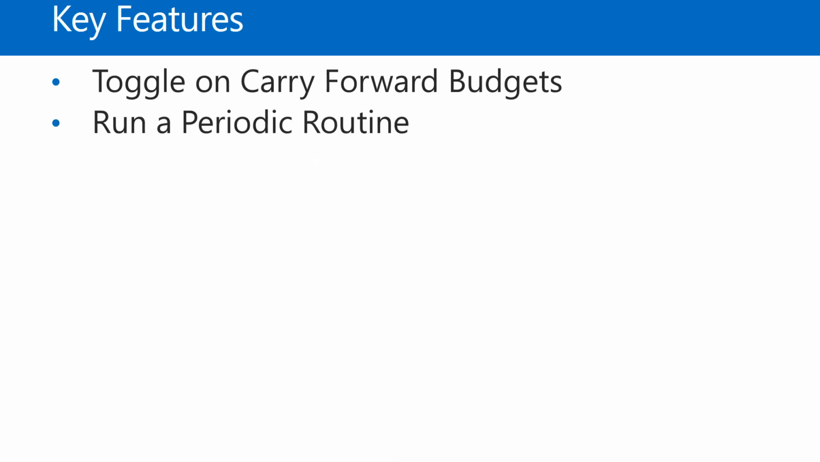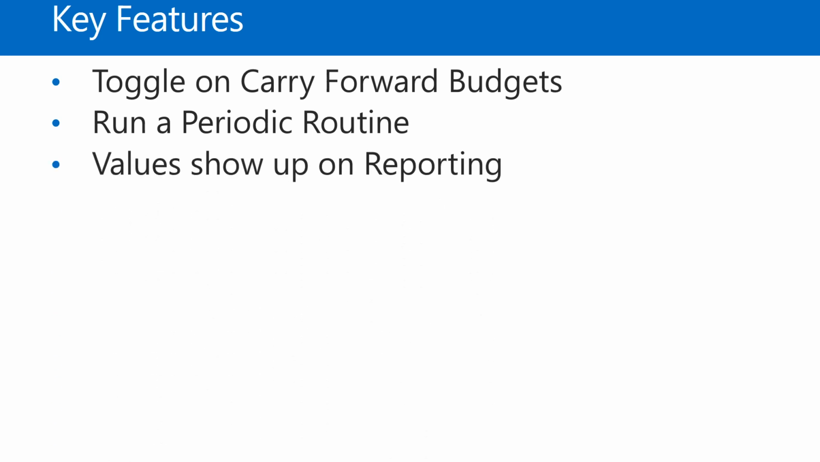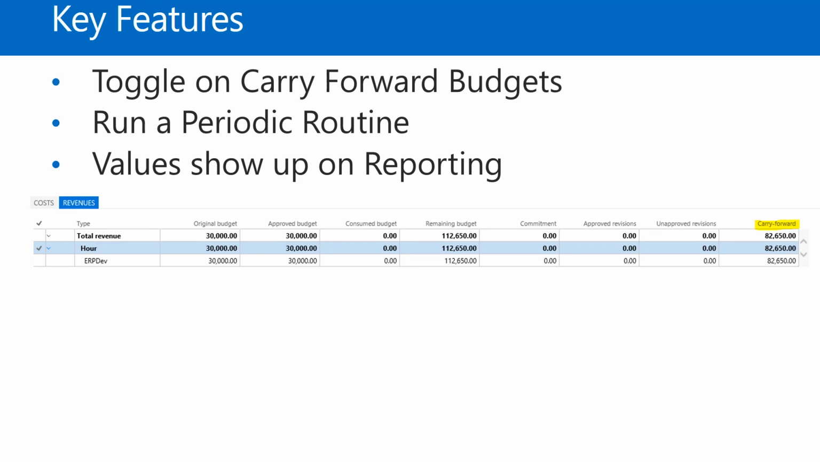The next feature is that it's a periodic routine. You can run this carry forward routine from the periodic menu under the budgeting menu, or you can run it from a specific project budget if you want. There's a carry forward budget button on the top of every budget. And then the carry forward column is something that shows up on the project budget balances inquiry.